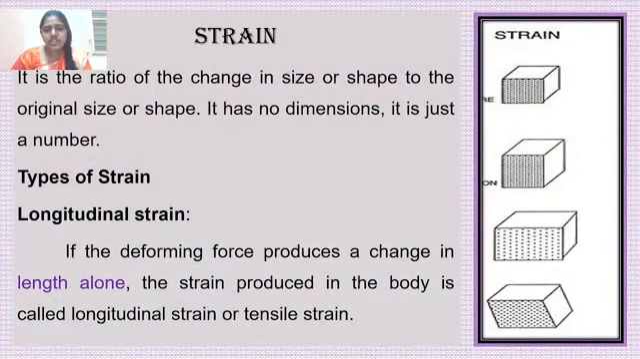Strain. It is the ratio of the amount of deformation experienced by the body to the initial size of the body. In simple words, it is the ratio of the change in size or shape to the original size or shape. Since it is expressed as a ratio, it does not have any dimensions. Types of strain. Longitudinal strain. The deforming force leads to a change in only the length of the object. This is known as longitudinal strain, also known as tensile strain.